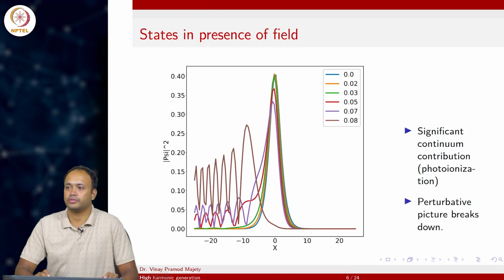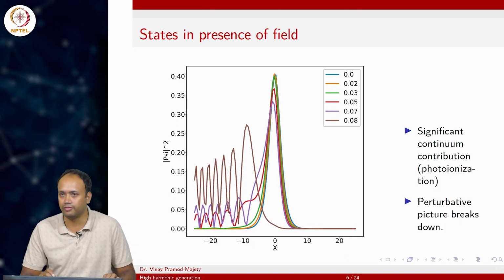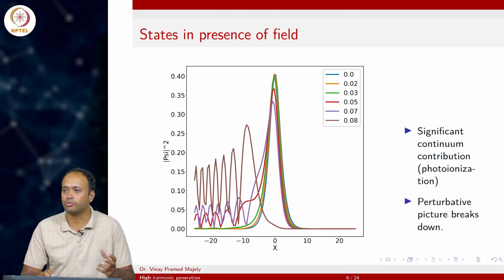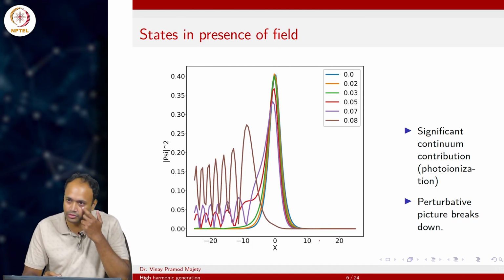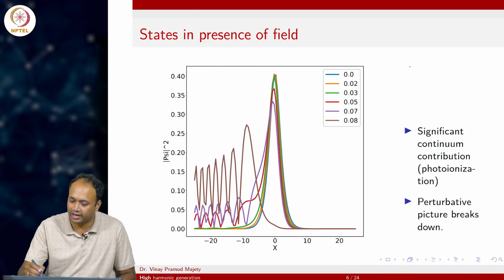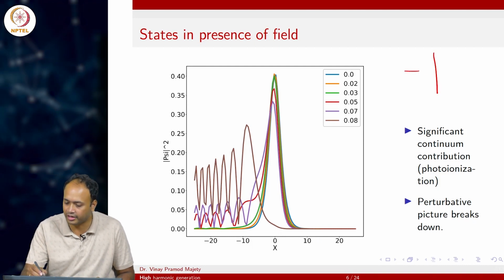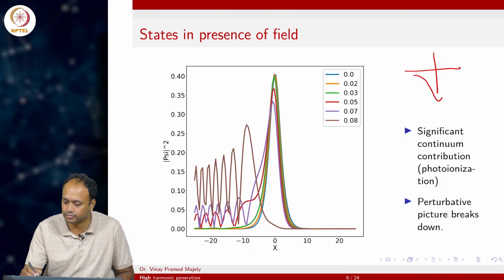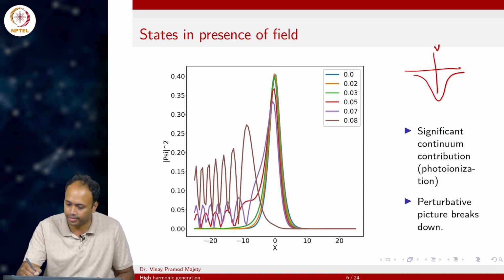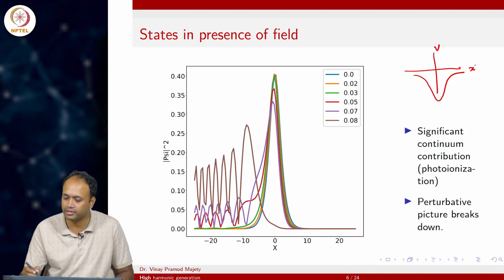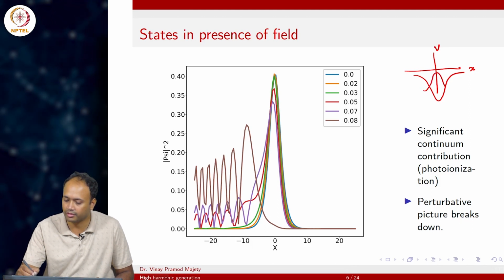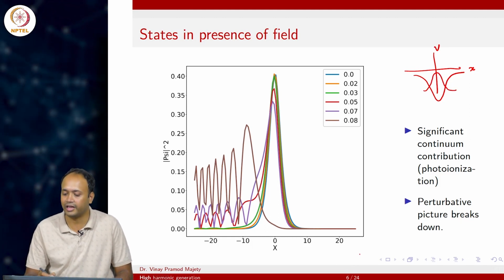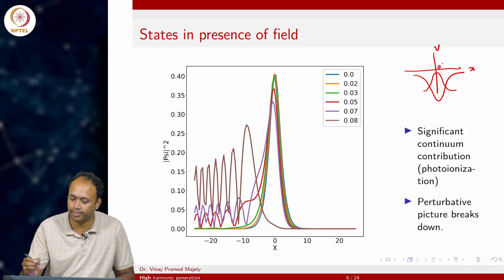Now, if you subject this electron to an external field, how does the ground state modify? This is a plot that demonstrates what happens to this ground state. So let me draw a schematic. This is the potential V as a function of x, and the ground state looks like that, very well localized around the origin.